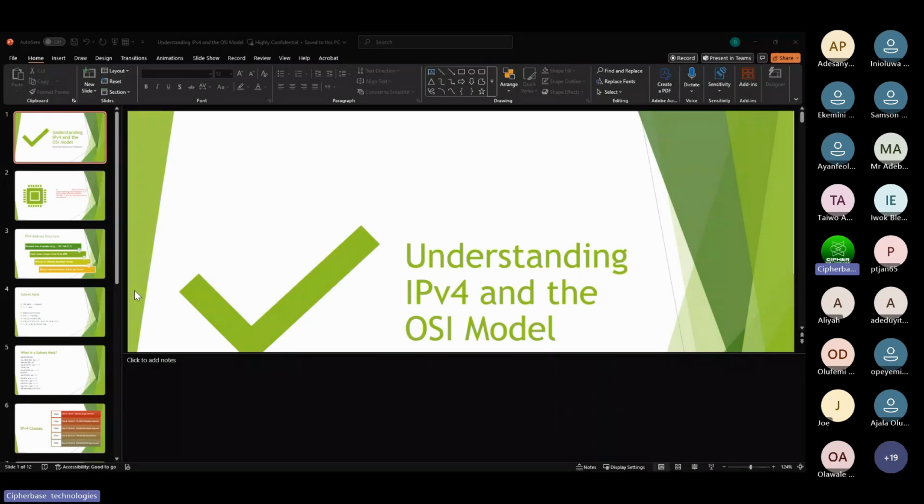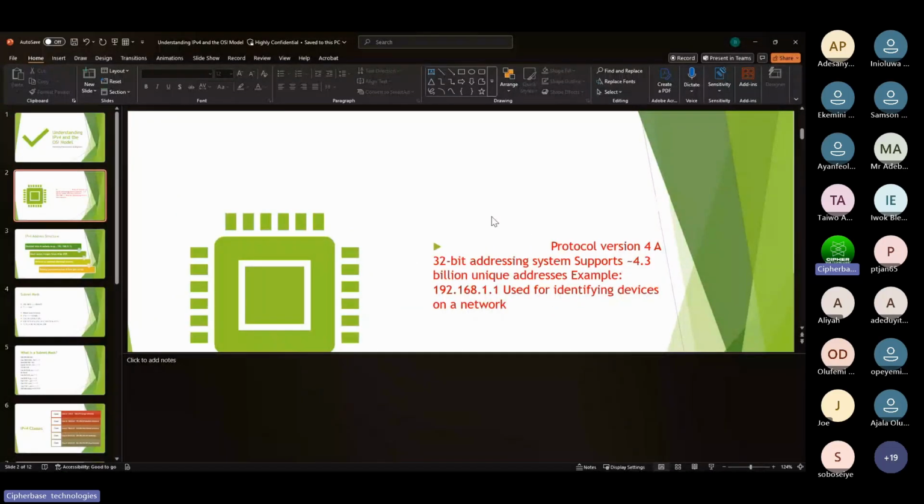So now this is IP4, of course. As you can see here is the protocol version, which is 4. We understand that's why we call it IP4. It's a 32-bit addressing system that supports 4.3 billion unique addresses. This is the major reason why we are migrating to IP6, because IP4 is yet to fit up.